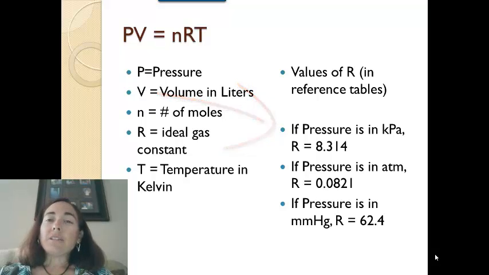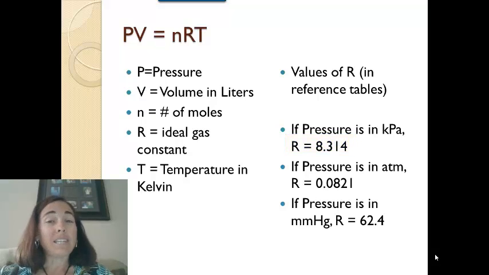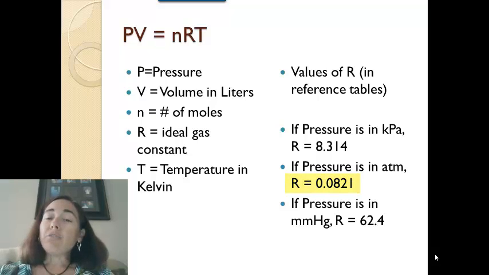The pressure determines which value of R you use. If your pressure is in kilopascals, you want to use the R value of 8.314, and it's got some other units that go with it. They're going to serve a purpose of canceling out. If your pressure is given in atmospheres, you want to use 0.0821 as your value. And finally, if your pressure is in millimeters of mercury, or torr, you want to use 62.4. So make the value for R and the units for R match the pressure units that you're given in your problem. Now these are going to be word problems, so let me show you what I'm talking about.